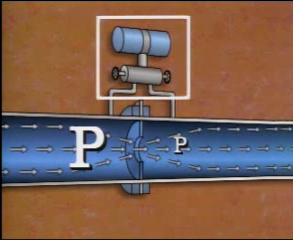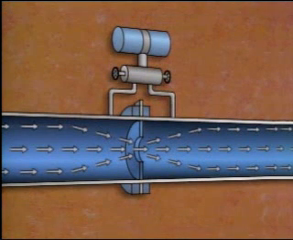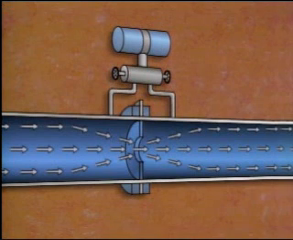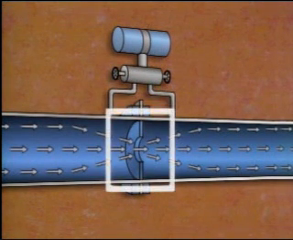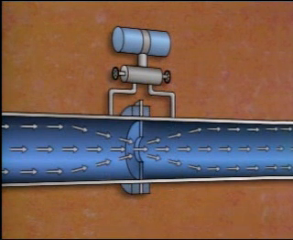A differential pressure, or DP cell, measures the difference between the two pressures and converts that value to a flow rate signal. The flow rate signal can be used to provide a local indication, or it can be transmitted to a remote indicating device. Now, in this example, an orifice plate was used to create a differential pressure, but other pipeline restrictions can be used to accomplish the same thing.